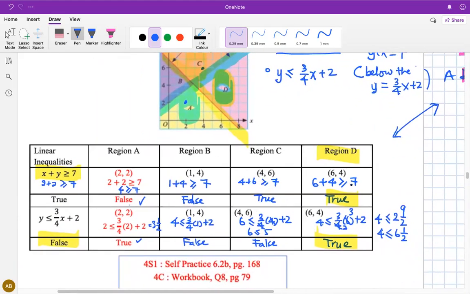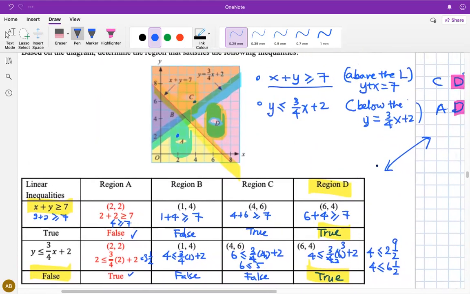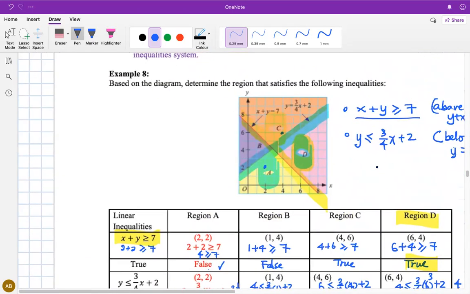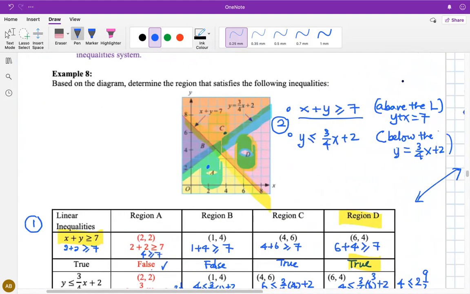We find one of the points in region D. We substitute into the inequalities, and then we find out whether it's true or not. So if both are true, then the region satisfies the two inequalities. Okay, so there are two methods. So the first method is introduced by the book. This is the second method that I think you should know.